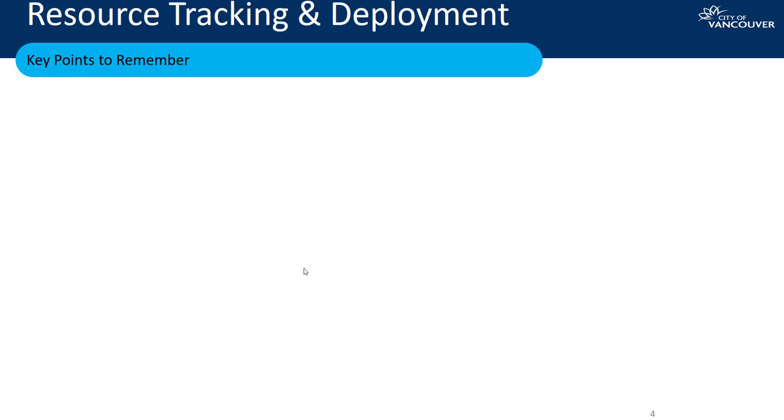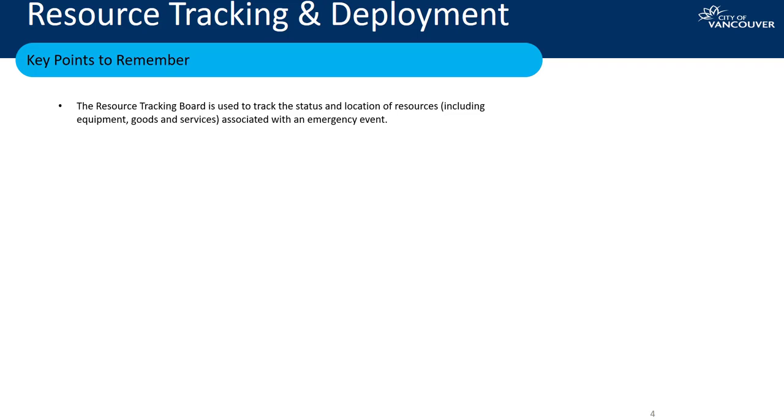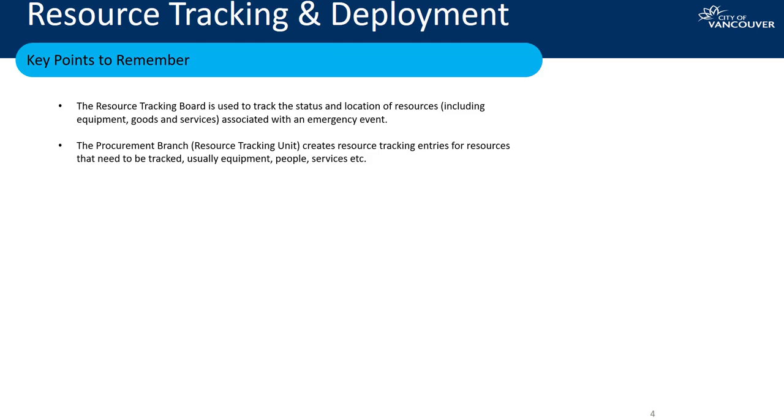So a couple of key points to remember. The resource tracking board is really used to track the status and location of resources, including the equipment, goods, and services associated with an emergency event. The procurement branch, or the resource tracking unit within logistics, creates those resource tracking entries for resources that need to be tracked. Usually it's going to be equipment, people, or services as necessary.